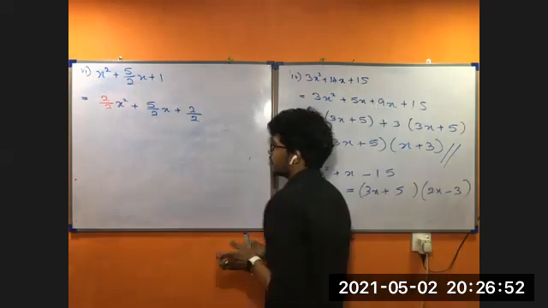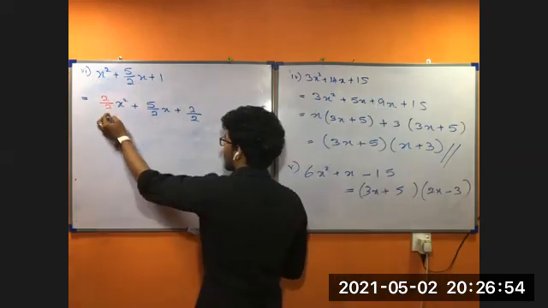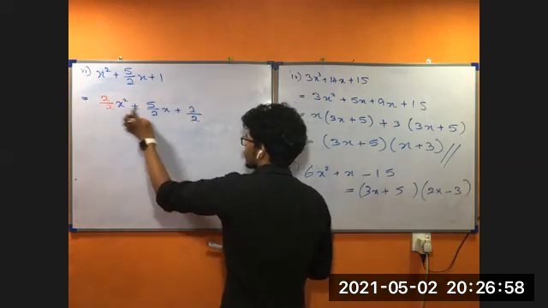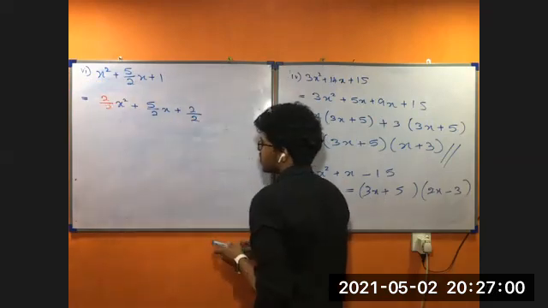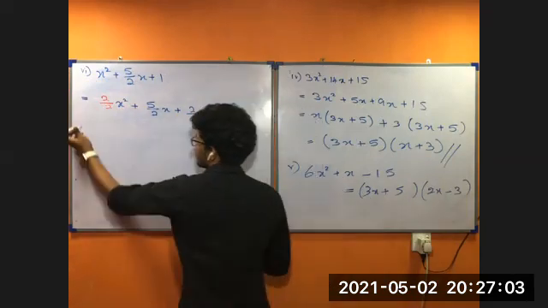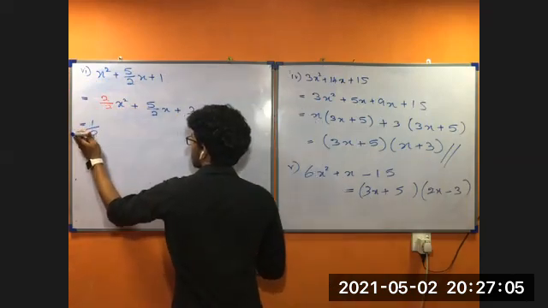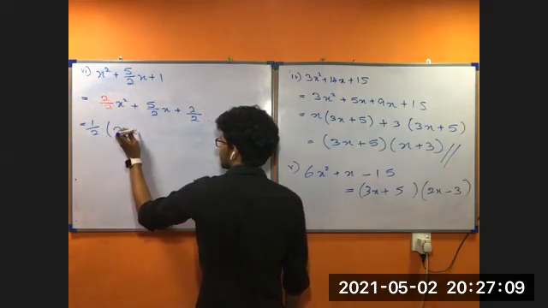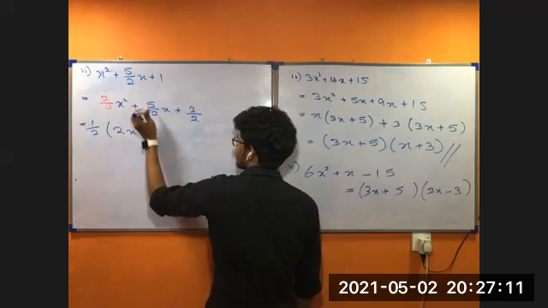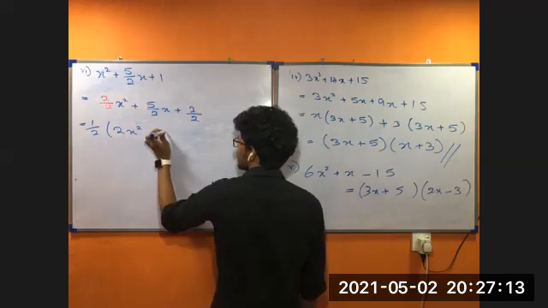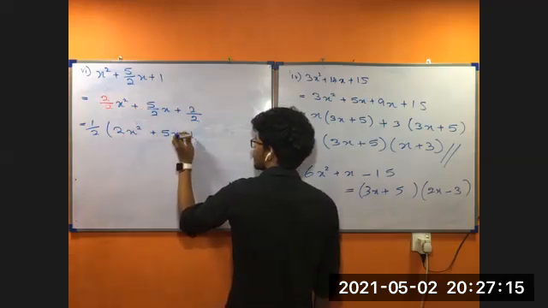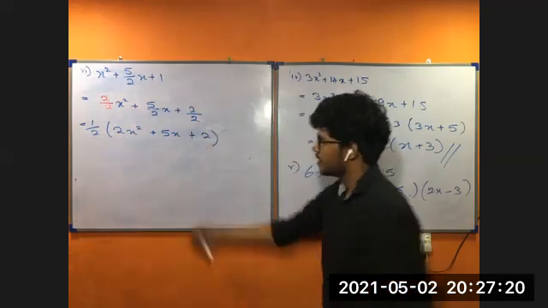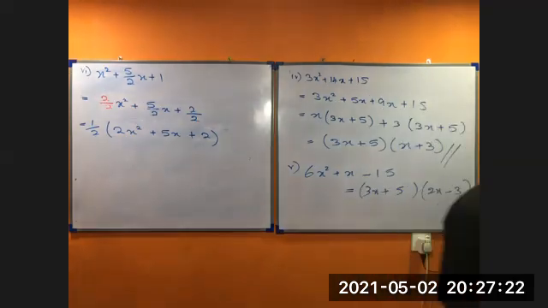Now I am going to take this half. The denominator 2 is common; each term has a half, so I'm going to take the half outside. When you take the half outside, what is remaining? 2x squared plus, from this one also you take the half out, 5x plus, from this one also you take the half out, 2. Then you go with the normal method.